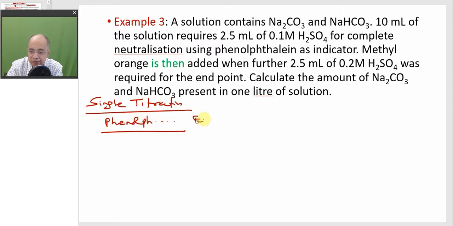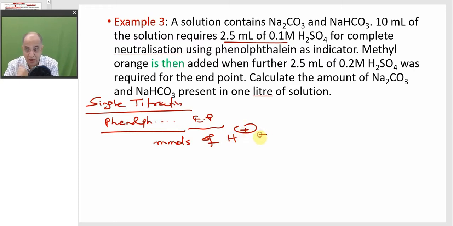endpoint. Now, 10 ml of this mixture solution requires this. So the number of millimoles of H plus ion, we have to go to H plus ions. Now this into this will be the number of moles of sulfuric acid. Again you have to multiply by 2 to find the number of moles of H plus ions. So 2.5 into 0.1 into 2 is the number of moles of H plus ions. So that is 5 into 0.1, that is 0.5.